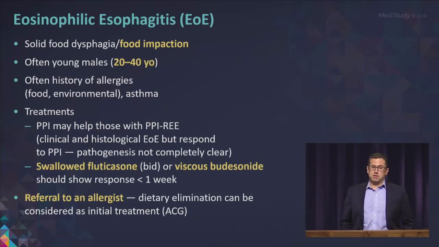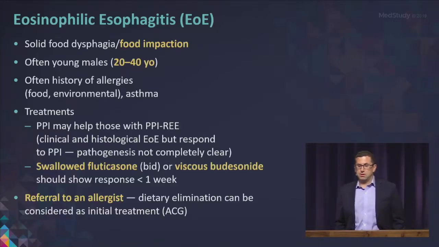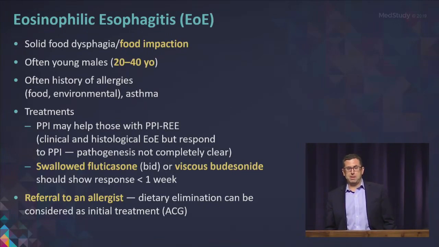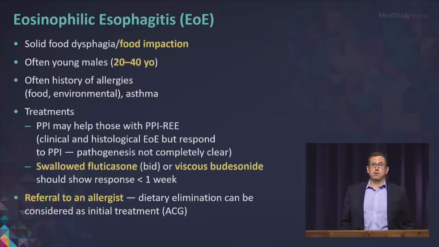So treatment, there is something called PPI responsive eosinophilic esophagitis, where the patient has clinical and histological EOE, but they respond to PPI. The pathogenesis is not completely clear, but sometimes we do start off with PPI to see if this will work. If that doesn't work, we usually use swallowed steroids such as fluticasone or viscous budesonide, and patients really could respond pretty dramatically to this. And a key point here is that you should refer the patient to an allergist because there may be a food allergy that's playing a major role, and with an elimination diet, you may be able to save the patient a lot of problems going forward. So that's actually an American College of Gastroenterology recommendation.